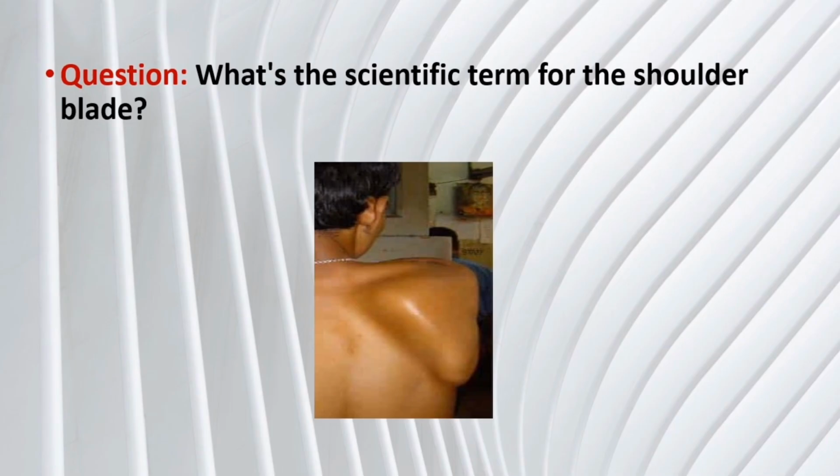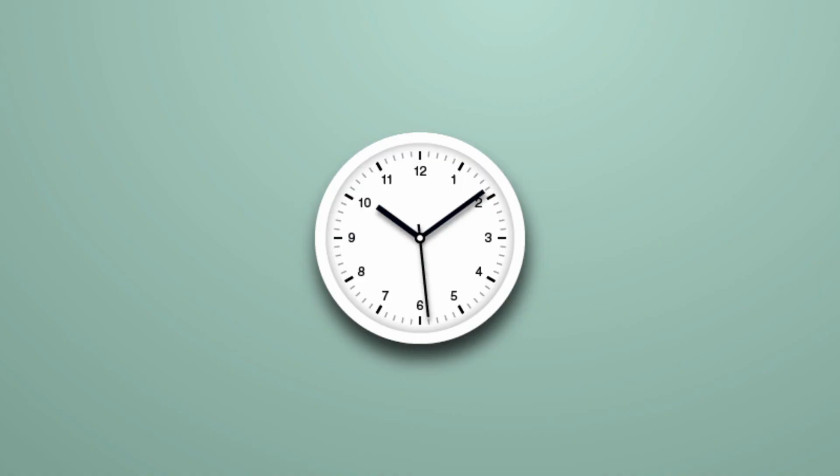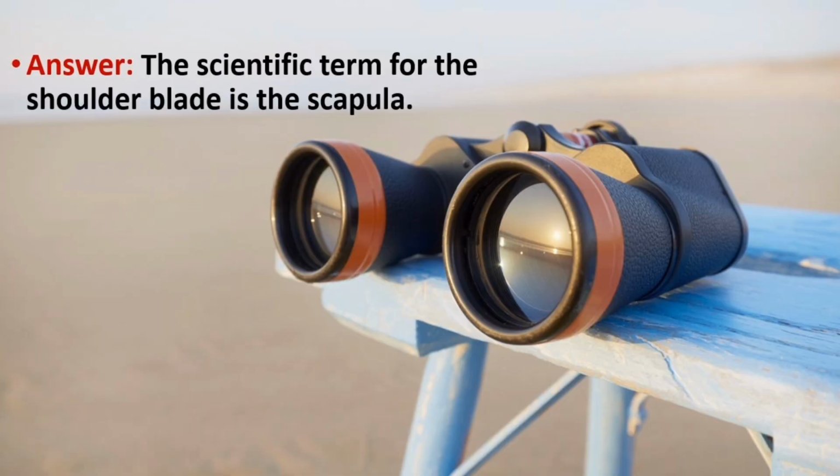Question 4. What is the scientific term for the shoulder blade? The scientific term for the shoulder blade is the scapula. The scapula, or shoulder blade, is often the bone seen on the upper back, and they are two in number, left and right.